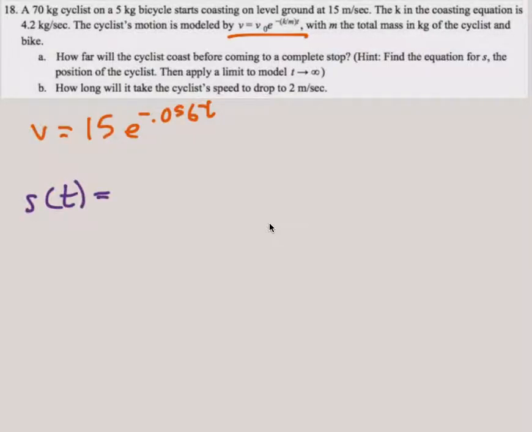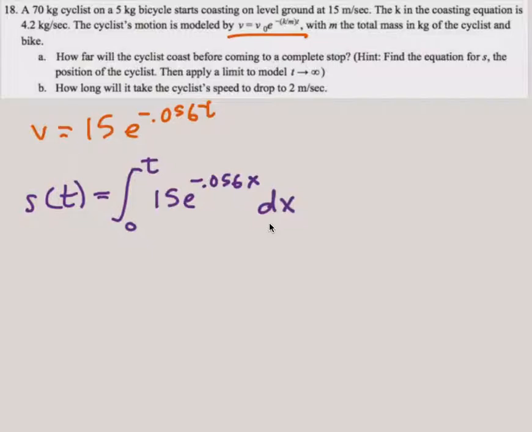Now to start talking about the position, I'm going to say s of t. That's going to be the signed area under the curve, which I can represent as the integral from 0 to time t of the velocity function, 15e to the negative 0.056. Now here I'm using t as one of the bounds of integration, so I'll have to change the variable of integration. Let's choose x here. So this represents the distance traveled from 0 to time t.